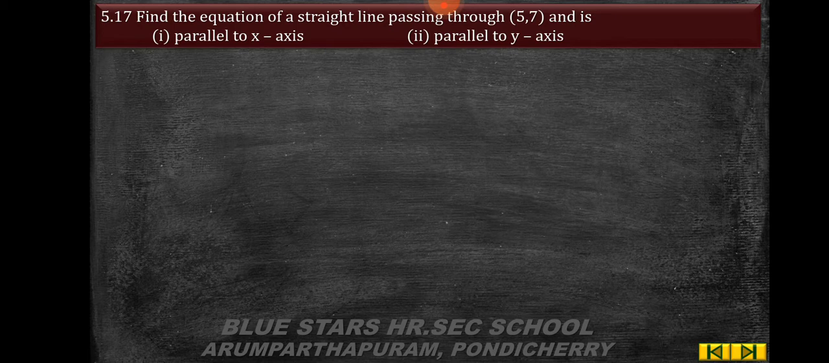Example 5.17. Find the equation of a straight line passing through (5, 7) where the first subdivision is parallel to the x-axis and the second subdivision is parallel to the y-axis. So this is the x-axis. In the x-axis you know y is equal to 0. Then the y-axis, in the y-axis x is equal to 0.